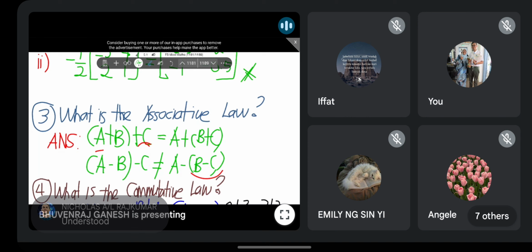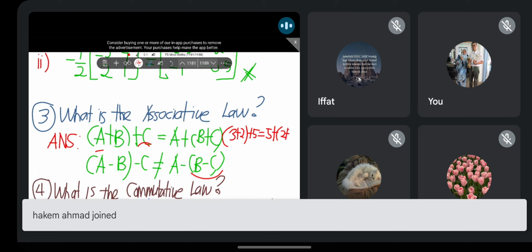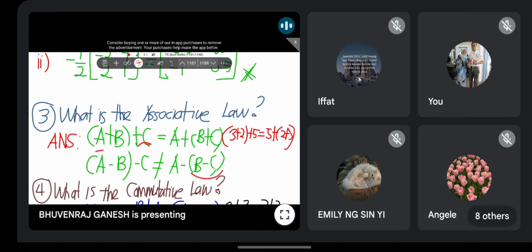So basically it's just like normal numbers only. So you can use the same concept as just now. 3 plus 2 plus 5 equal to 5 plus 2 plus 3. This is for the top one. And then for the bottom one, maybe you can use an example like 5 minus 2 minus 3, which is not equal to, ya, becomes 5.